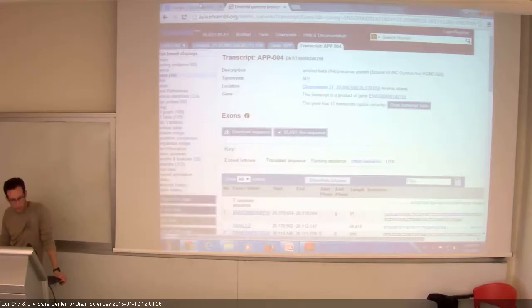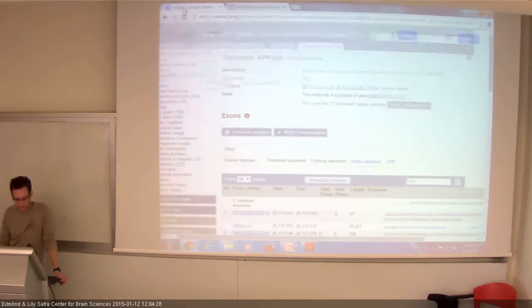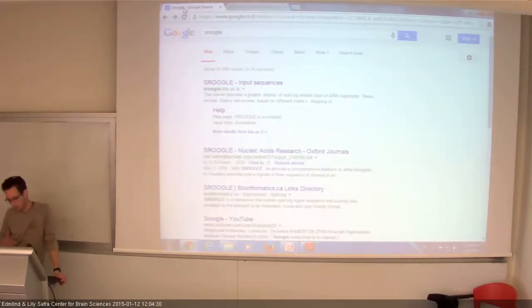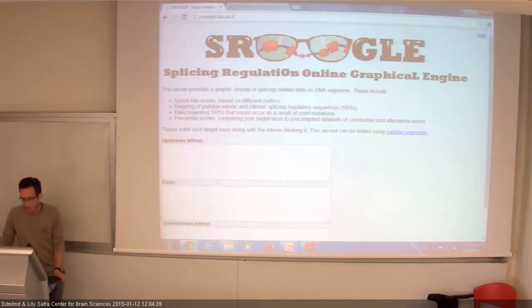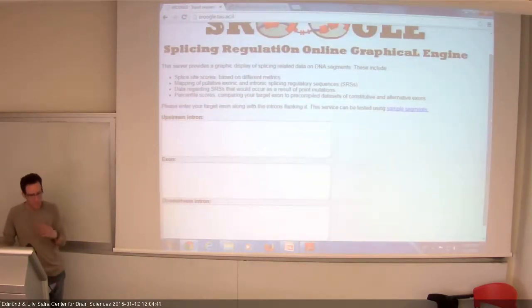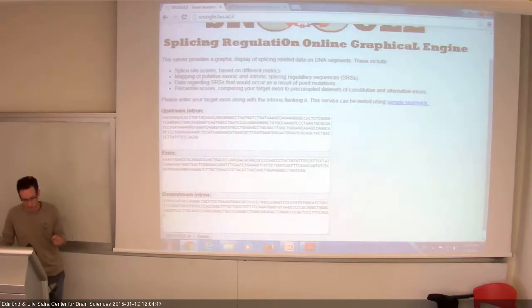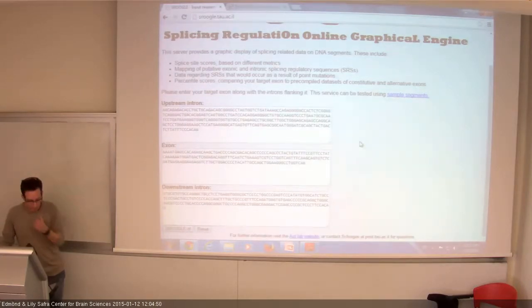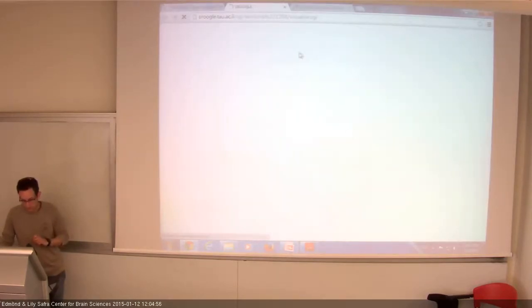Okay, so this is Ensembl. You have different tools here, but just for you to see that we have these tools available. Another tool comes from Gil Ast's lab at Tel Aviv University, and it's a bit more complicated in that it also has representation of splicing elements. Okay, let's use the sample segments. You have a place to insert an upstream intron, exon, and a downstream intron.